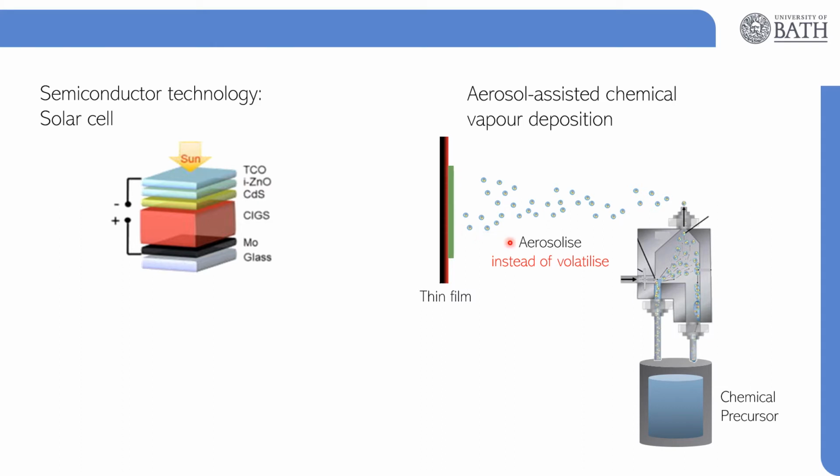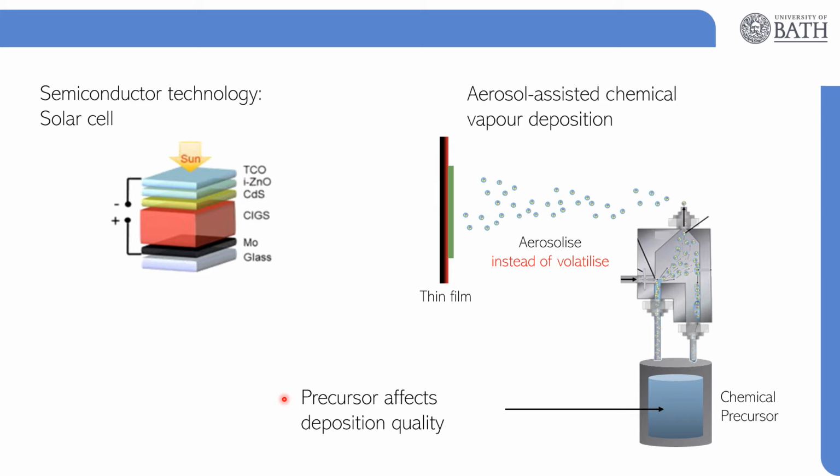The act of aerosolizing your precursor circumvents the need to volatilize it, which is typical for conventional chemical vapor deposition methods. However, having said this, the design of your precursor can heavily affect the quality of the thin film that you deposit.